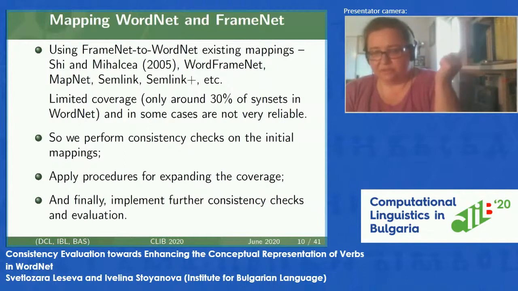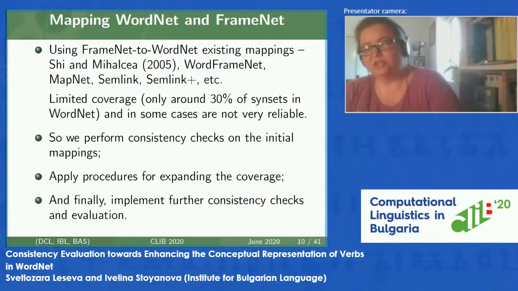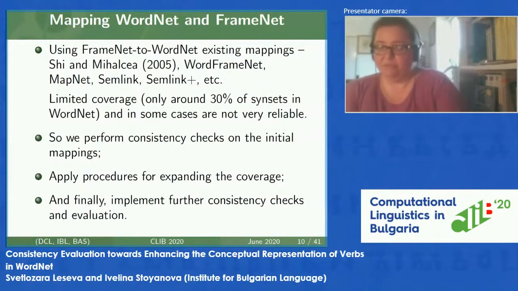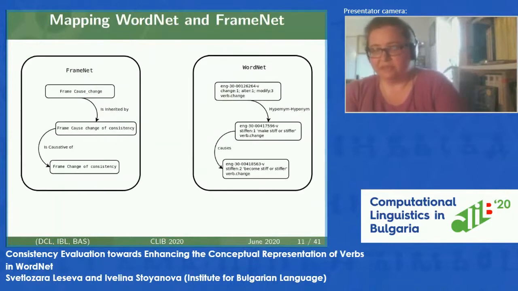And after we apply the procedures that I'll talk about in a bit, we finally implement further consistency checks and evaluation, followed by the need for manual validation if we want these to be reliable. So what we are trying to do, basically, we start with FrameNet and WordNet, and we are trying to find an alignment so that to every synset in WordNet, we assign a frame from FrameNet. And not only that, but we would like this frame to be as precise as possible, so that it corresponds to the level of abstraction of the word in WordNet.